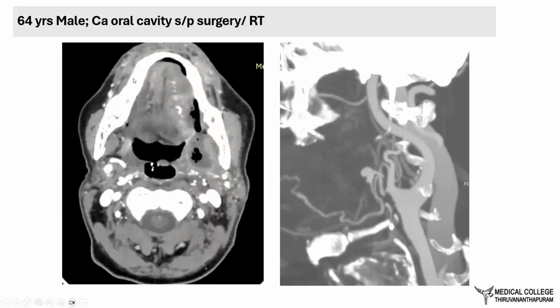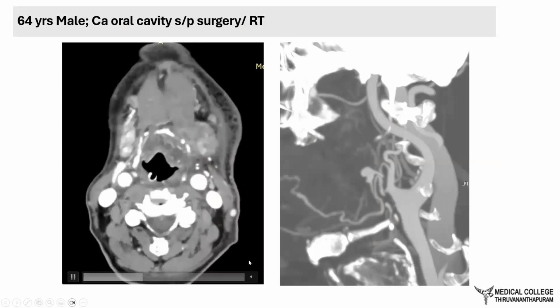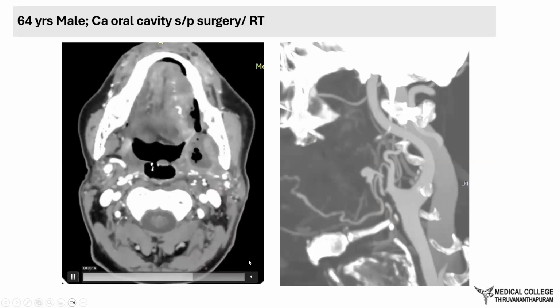Also, this was a case of a 64-year-old male with a facial artery aneurysm. This was a carcinoma of the oral cavity that underwent punch biopsy as well as excision biopsy, with the site getting infected. This patient was referred from an outside hospital in an emergency situation, wherein the patient reported to the casualty spitting out blood.